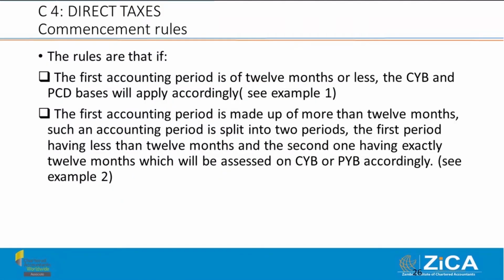If the first accounting period is made up of more than 12 months, such an accounting period is split into 2 periods. The first period having less than 12 months, and the second one having exactly 12 months, which will be assessed on either a current year basis or a preceding year basis accordingly.